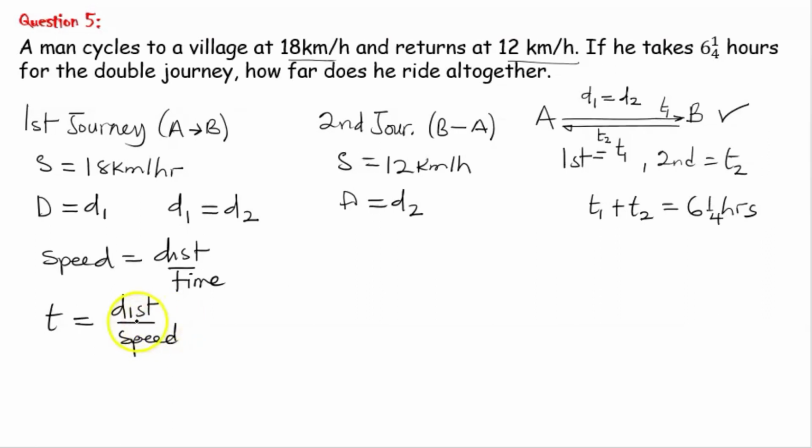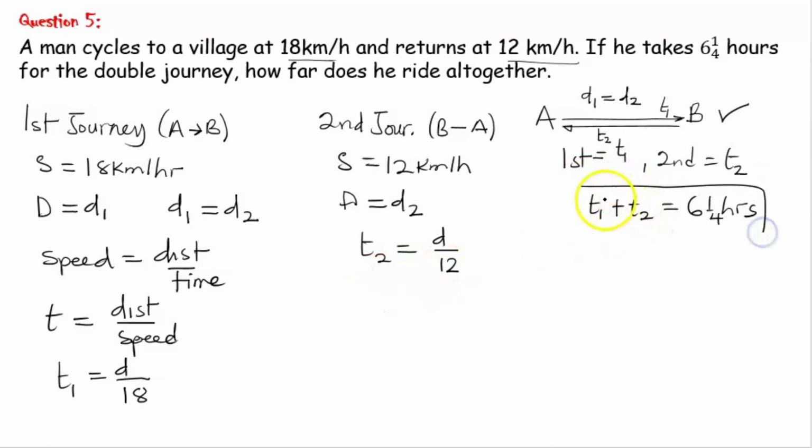All right, now the distance is the same for both of them, but I have varying time. So for the first journey, I'm going to have my t1 equal to d divided by the speed, which is 18. And for the second journey, I'm going to have my t2 equal to d divided by 12. But from this equation that we have here, you can call this equation 1.